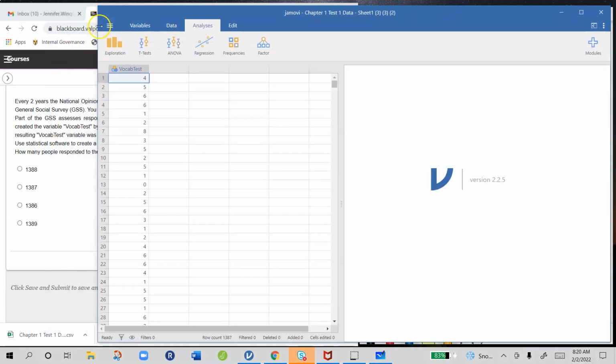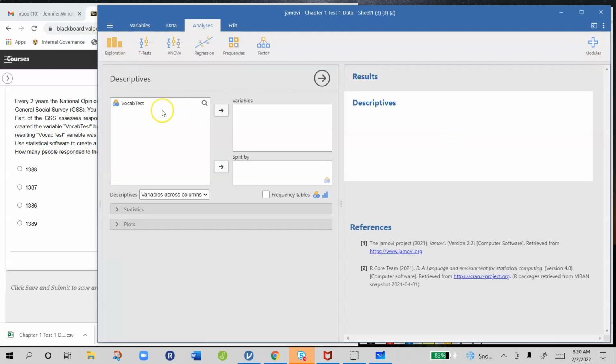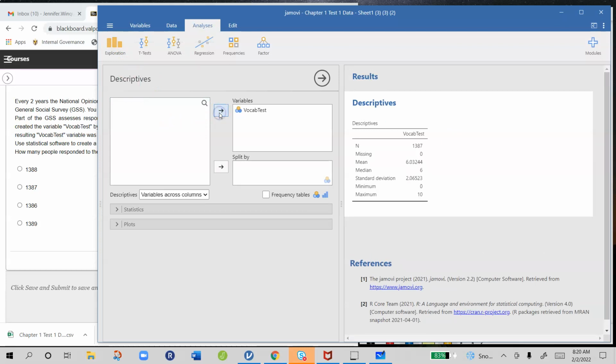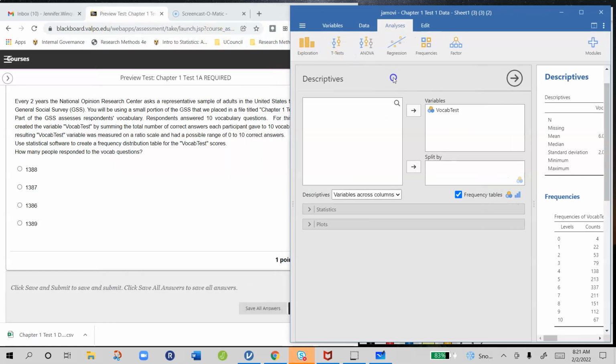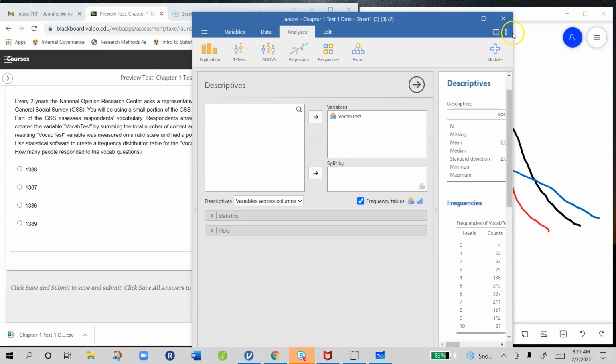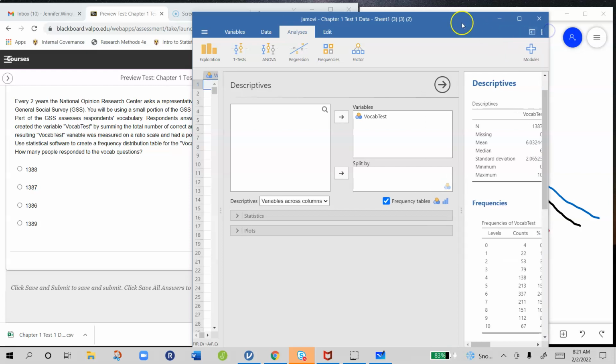Okay. So in this case, I need to start by creating a frequency distribution table. I'm going to click on Exploration and click on Descriptives and move Vocabulary Test over into the Variables box. Then I want to get a frequency distribution table, so I'm going to click on the Frequency Tables box. The first thing you can note here is the N is the sample size. We have 1,387 people who responded to this survey. If you go back to this question, the first question is how many people responded to the survey, and in this example we have 1,387.